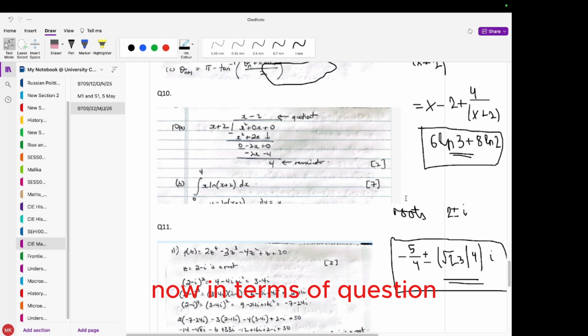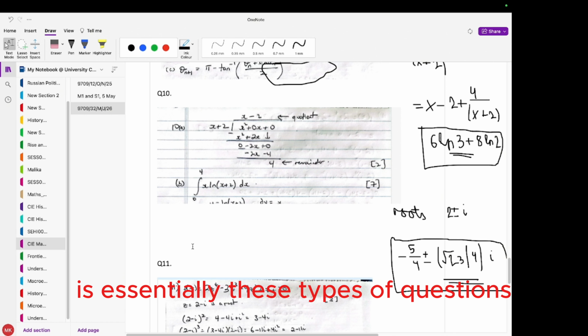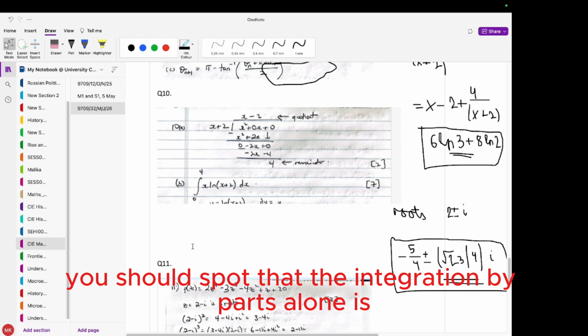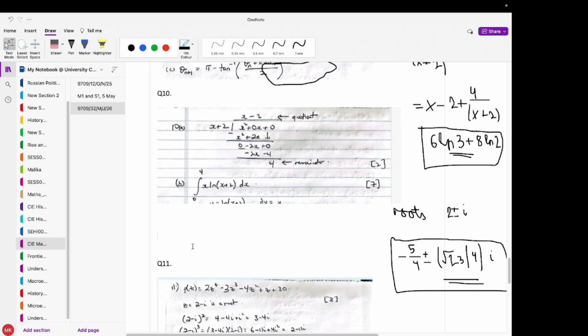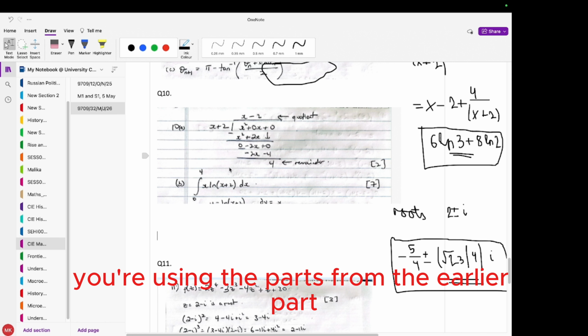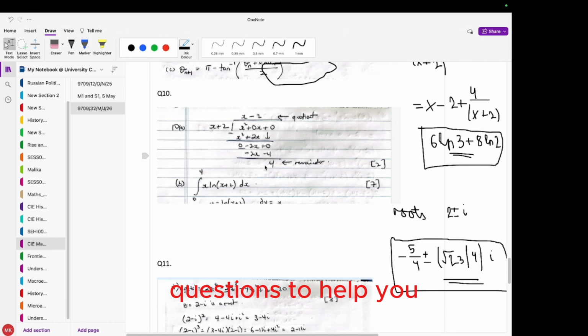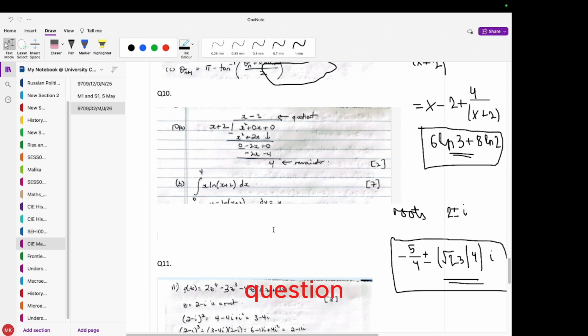Now in terms of question 10, what I would add as a complement is, essentially for these types of questions, integration by parts, you should spot that the integration by parts alone is not nice, so you should use polynomial division first and then integrate, as the question itself is guiding you. Basically you're using the parts from the earlier part questions to help you arrive at the solution for the next part question.